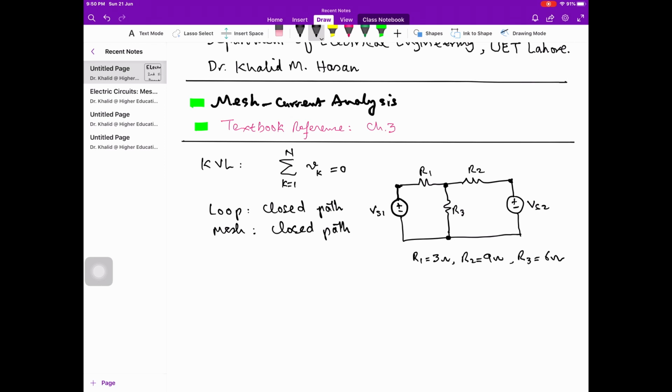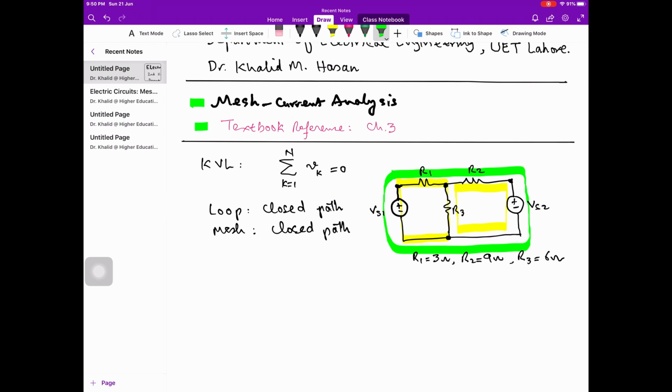Now we see how many closed paths we have in this circuit. If we start from here, we go through R3, and this is a closed path. There is another closed path: R2, the voltage source, and then R3. Yet there is another closed path. If we start from here and go through this, this is another closed path.